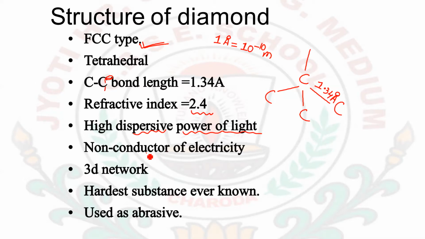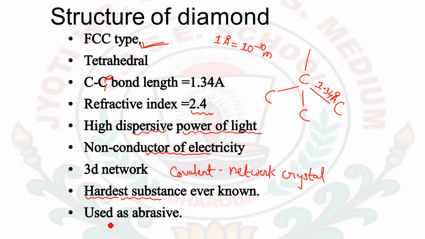Its electrical conductivity: it is a non-conductor or insulator. And it is a network type crystal. Which type of crystal is it? It is a covalent or network type crystal. Next, it is one of the hardest substances known. One of the hardest substances ever known.